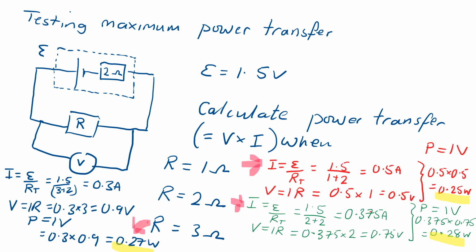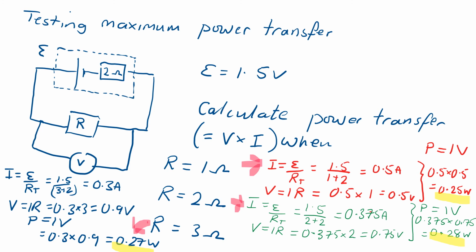So when R equals 1 ohm, the current in the circuit is equal to the EMF divided by the total resistance. So it's 1.5 divided by 1 plus 2, which is 3, which equals 0.5 amps. The terminal potential difference V is equal to I times big R, which equals 0.5 times 1 ohm, which equals 0.5 volts. So the power transfer to the circuit is equal to I times V. So it's 0.5 times 0.5, which equals 0.25 watts.